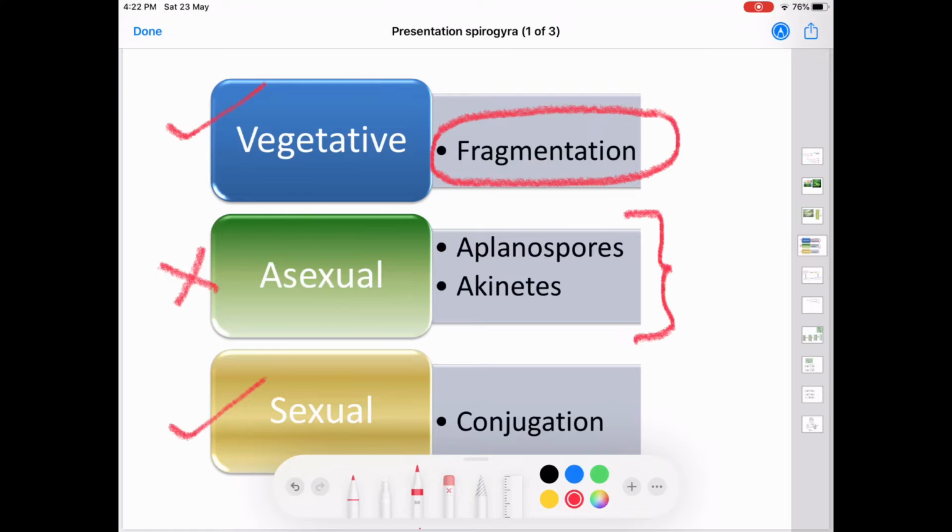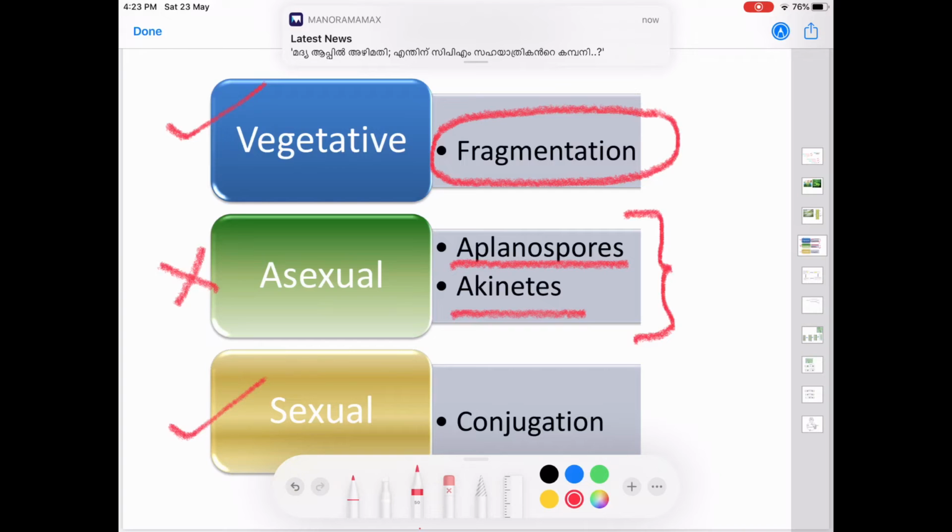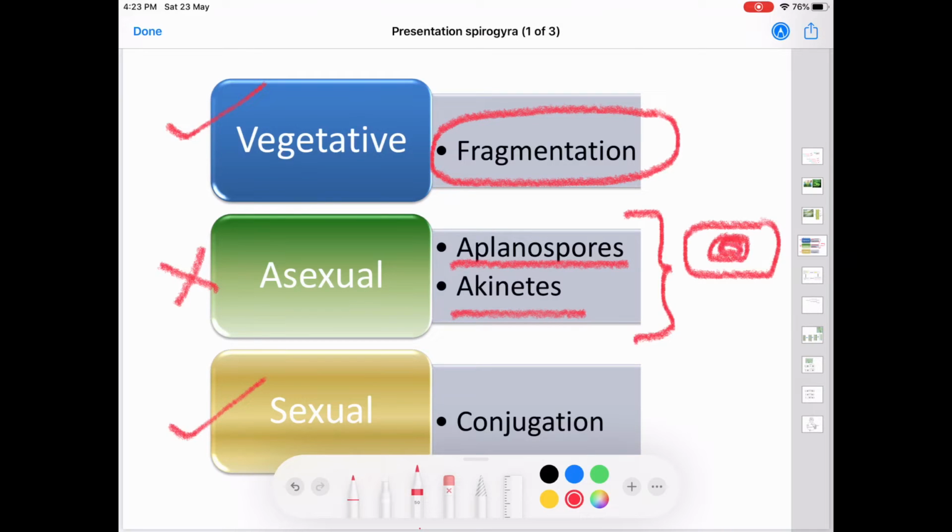Now, the asexual reproduction. The asexual reproduction is taking place through the aplanospore formation and akinete formation. This is not at all a common process in the case of Spirogyra. During unfavorable condition, the cytoplasm will round off and develop a thick wall around the cytoplasm. This is known as the aplanospores.